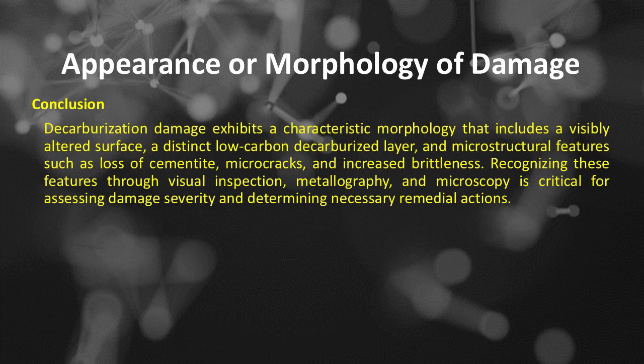Conclusion of the appearance or morphology of damage. Decarburization damage exhibits a characteristic morphology that includes a visibly altered surface, a distinct low-carbon decarburized layer, and microstructural features such as loss of cementite, microcracks, and increased brittleness. Recognizing these features through visual inspection, metallography, and microscopy is critical for assessing damage severity and determining necessary remedial actions.